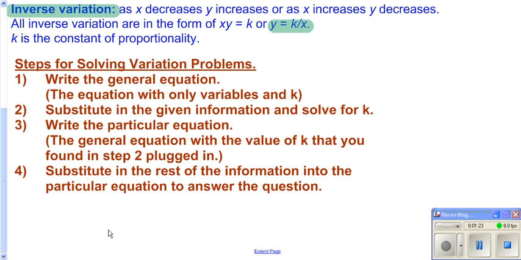Here are the steps you're going to want to follow whenever you're solving variation problems. The fourth step, sometimes you'll have to do, sometimes you won't, depending upon what the problem is asking you for. Sometimes they're just asking you to find the value of k and write your general equation, which is up to step 3. Other times they'll be asking for more information and asking you to do step 4.